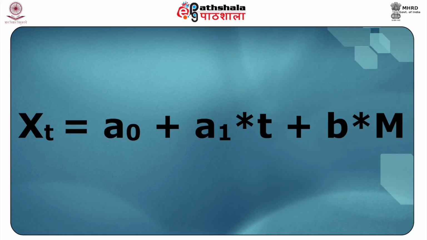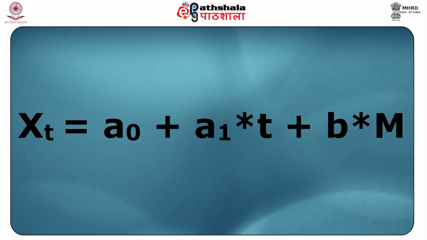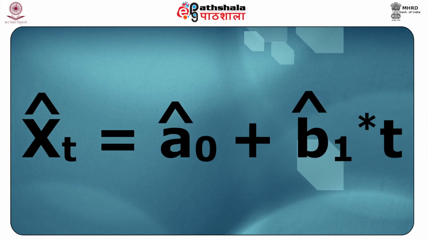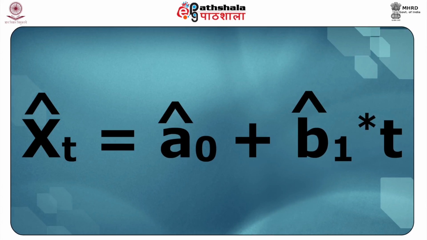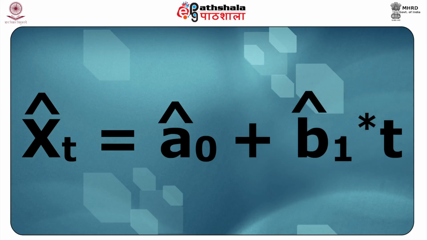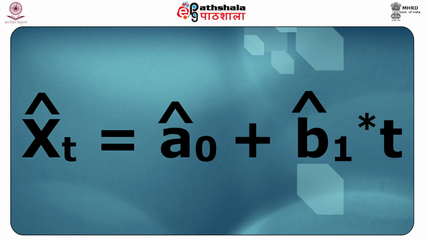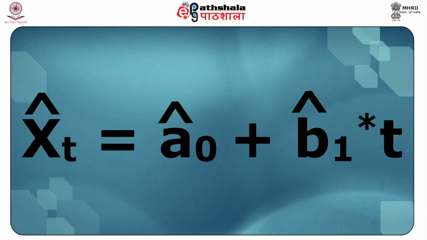Using the data, we estimate the equation xt is equal to a0 plus a1t plus b m. The specification produces two equations, one in which dummy is equal to 0 and one where dummy is equal to 1. The slope would be the same, but the intercept would be different. For the month of January, the intercept would be a hat 0 plus b hat 1, and for the rest of the months, the intercept would be a hat 0.